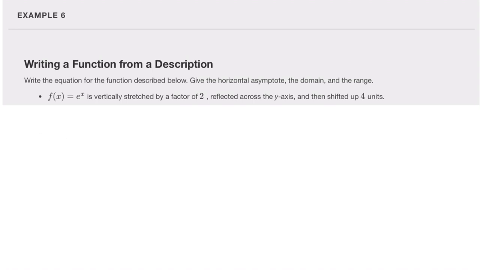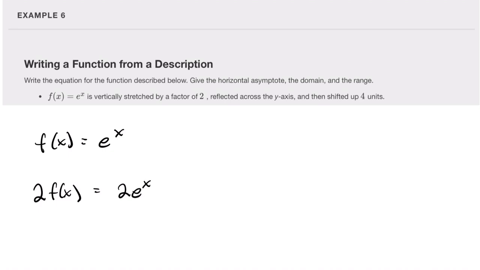So here, let's start with what's given. The f of x given is e to the power x. First, we want to stretch it vertically by a factor of 2. That means we need to multiply the outside of our base function by 2. When I say outside, it's something like 2 times f of x. Notice that's outside the f of x. That's the same as 2 times e to the x.